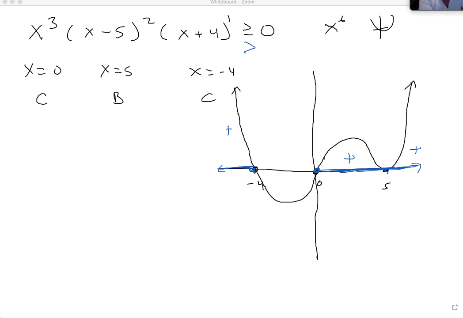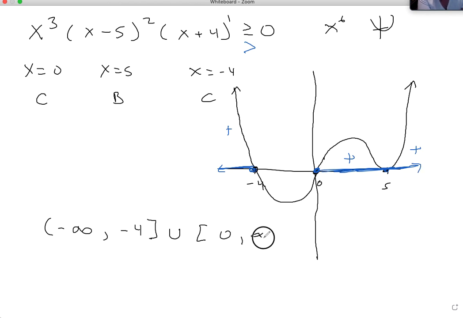So for this one, our solution will be from negative infinity up to negative 4, and that would be a bracket, and then we'll union that from 0 and then off to infinity from there. Cool, that should be it.